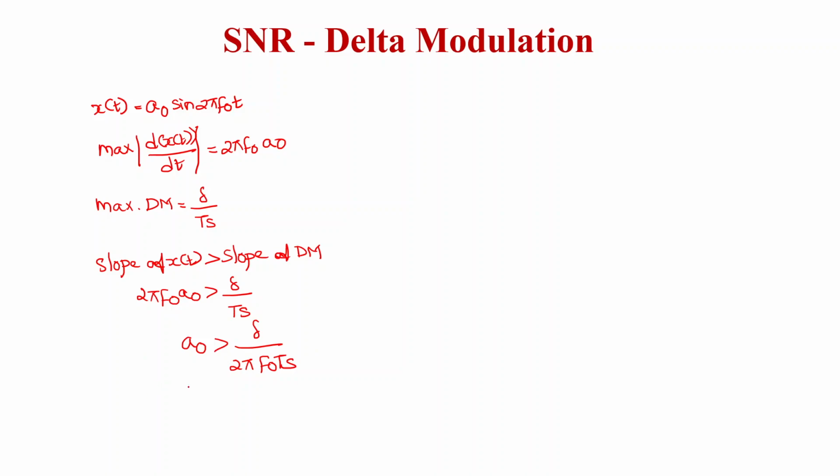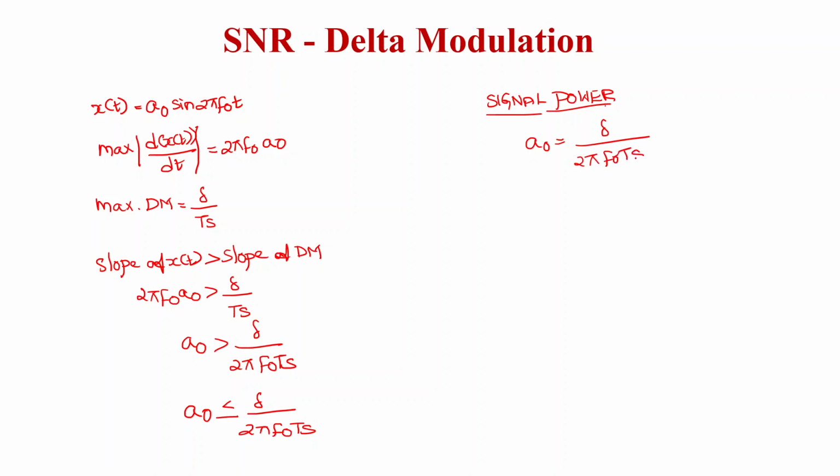Now we arrive at a condition for the slope overload distortion. It will not occur when A0 is less than or equal to delta divided by 2 pi f0 Ts. Now I am going to derive the signal power based on this. The maximum amplitude A0 to avoid slope overload distortion is delta divided by 2 pi f0 Ts.